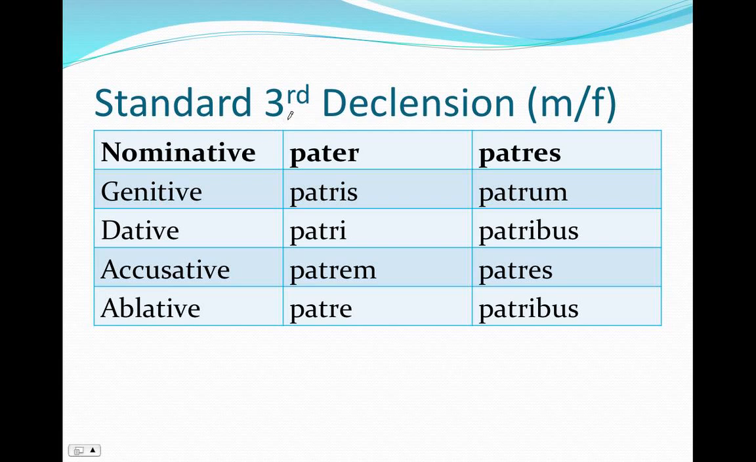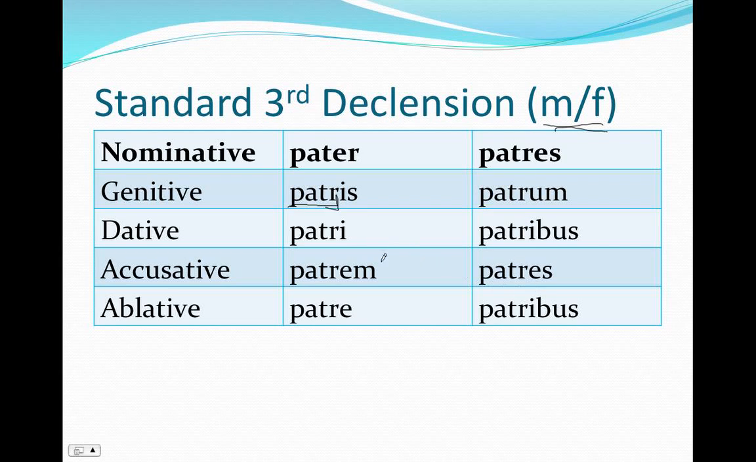So let's move on to the endings. We have this standard third declension, which the masculine and feminine nouns are going to follow. I call this the standard, the base declension. It is what's sometimes called the consonant stem. So pater, patris means father. The stem is going to be patr. And then we've got our endings: pater, patris, patri, patrem, patre, patres, patrum, patribus, patres, patribus.